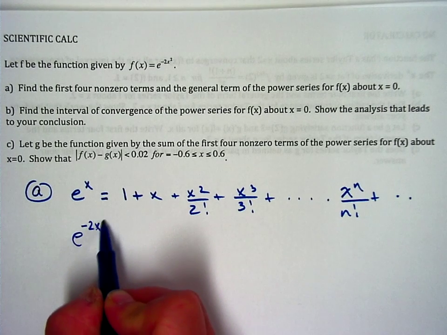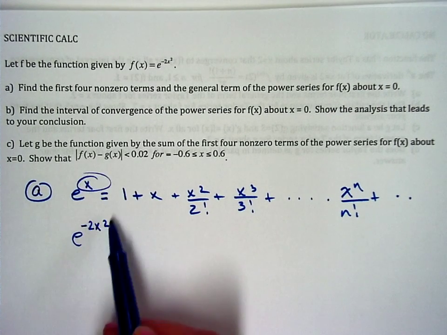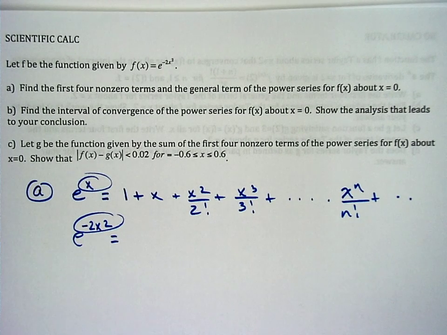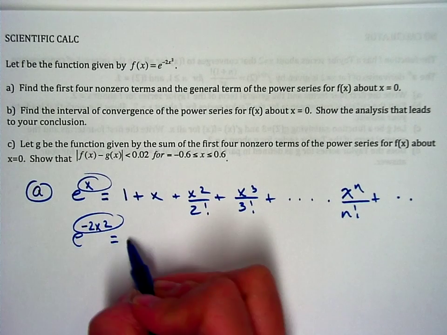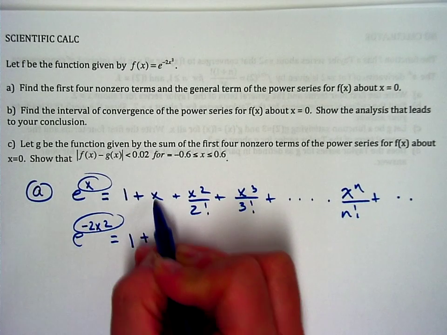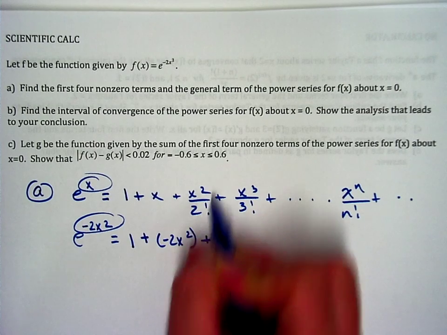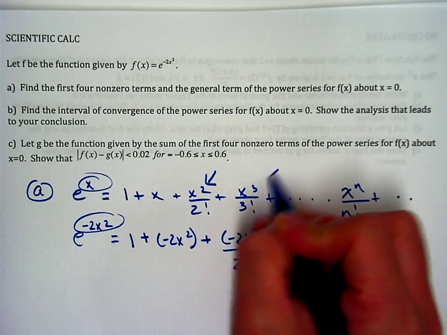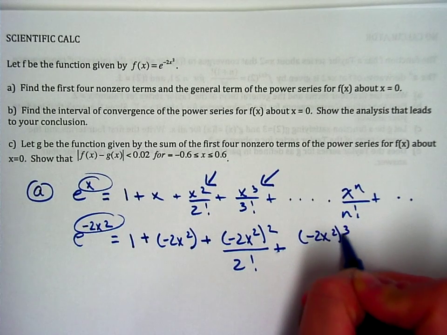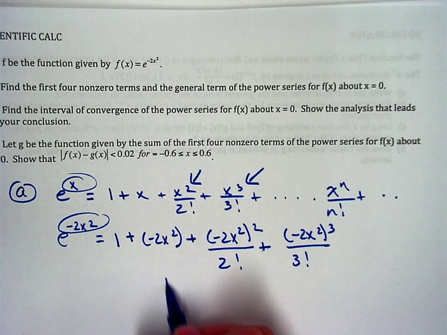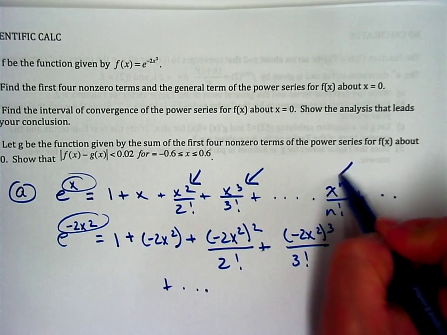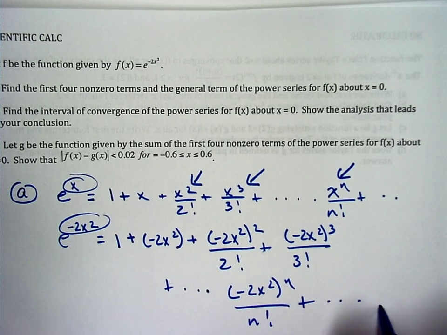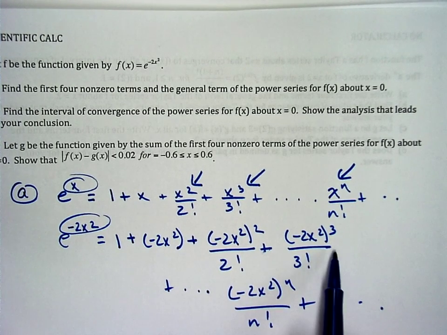So how do I create e to the negative 2x squared? So instead of taking all the derivatives, if you know this, all this is saying is wherever you see an x, just replace it with negative 2x squared. So the first four terms of this are 1, that stays 1, plus negative 2x squared, plus negative 2x squared squared over 2 factorial, and I don't simplify anything right now, plus negative 2x squared cubed over 3 factorial, dot dot dot. And when I write my general term, just replace the x with negative 2x squared to the n over n factorial plus dot dot dot. So there's your first four non-zero terms and your general term.